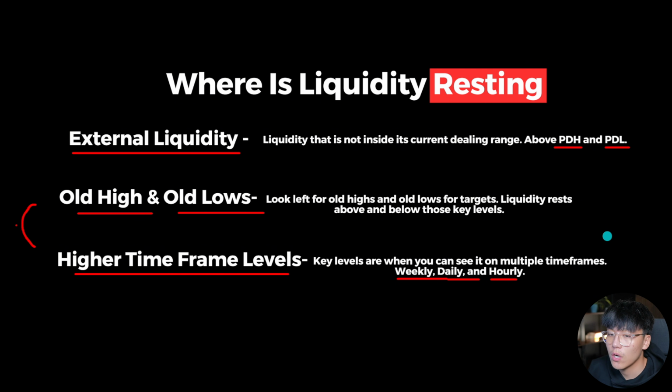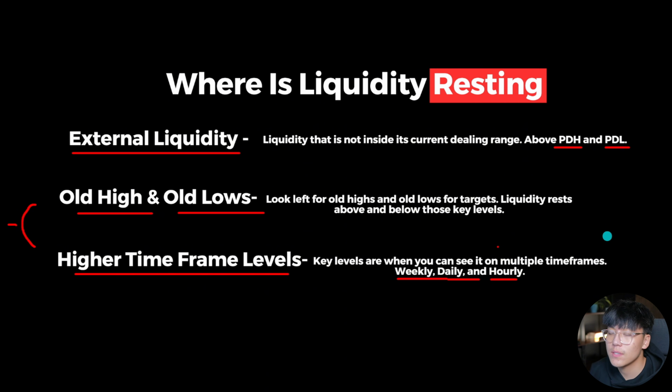So these two are essentially together, right? Old highs, old lows, higher time frame levels. These are essentially the exact same thing. What we want to do is look left for those higher time frame objectives. And we know that liquidity is resting above and below those key levels, those higher time frame key levels where there are multiple touches. Those old weekly levels, those daily levels. That's why you see price always gravitating back towards those levels, because what's resting there is what's called liquidity.